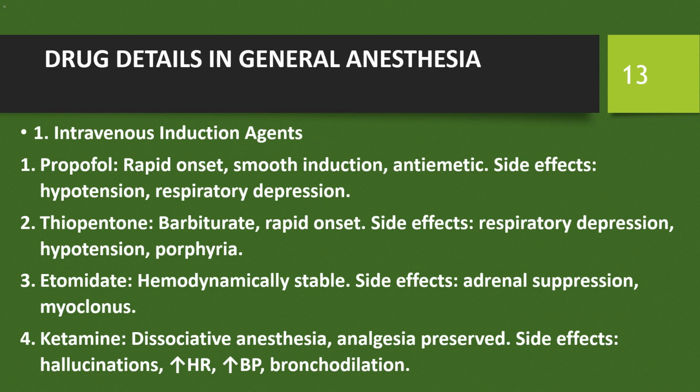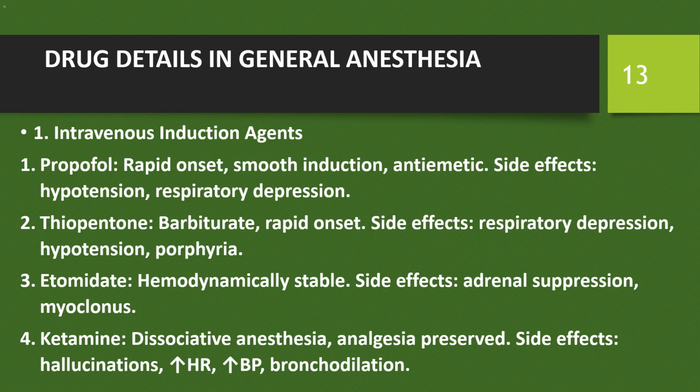Drug details in general anesthesia. 1. Intravenous induction agents. 1. Propofol, rapid onset and smooth induction make it a popular choice. It also has antiemetic properties. However, it can cause hypotension and respiratory depression.